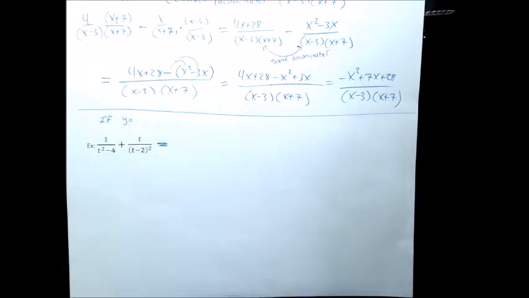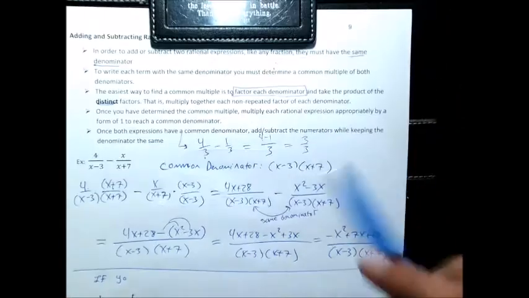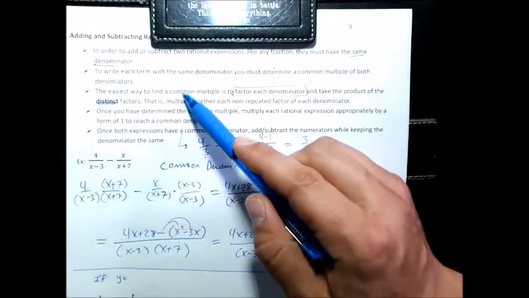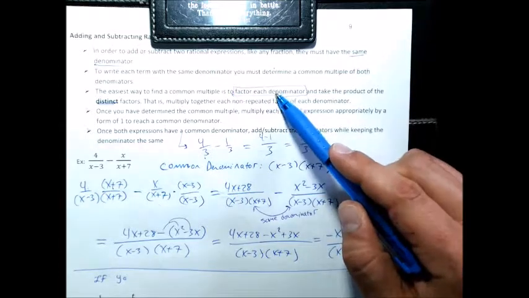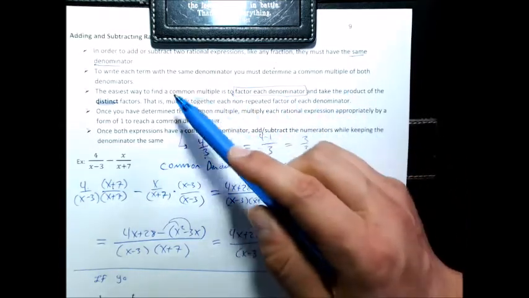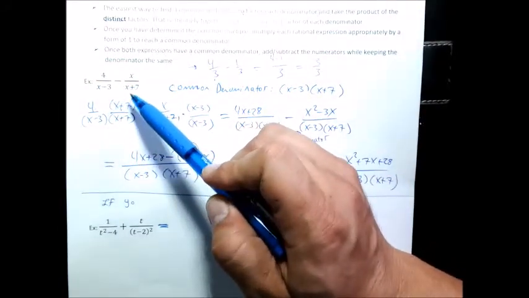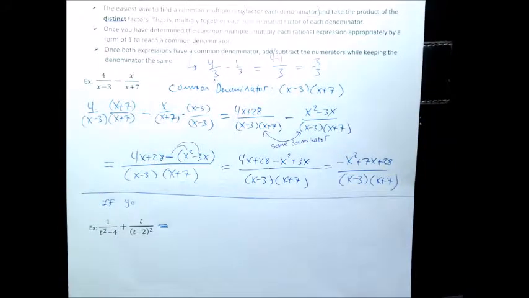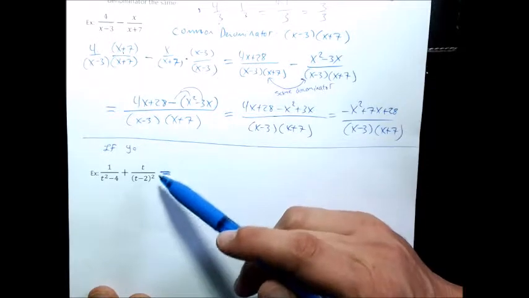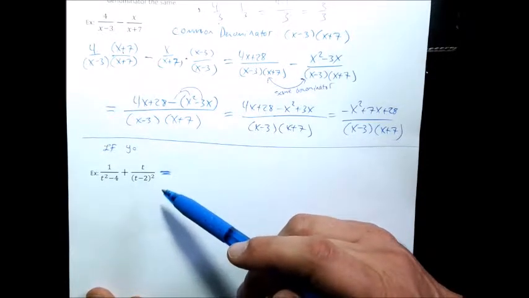I thought I wrote that down. Let me just double check. Oh, I did write that down. Right, the easiest way to find a common multiple is to factor each denominator and then take the product of the distinct factors, right? And so in this first one, we didn't have to factor anything because there was nothing to factor. But in the next one, we can factor both of those.